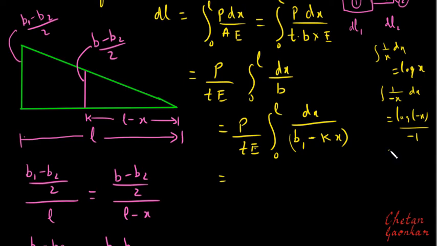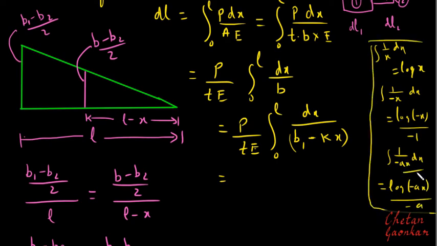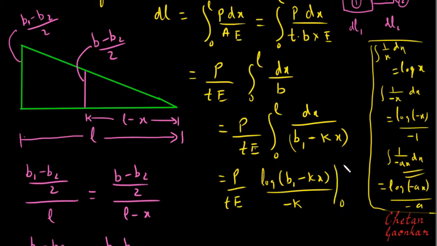And then similarly if I have integration of 1 divided by minus ax dx, then this will be log of minus ax divided by minus a. So this is what we'll be using here. So basically this term becomes p divided by t e, and then this will become log of (b1 minus kx), and I will have to divide this by minus k, and then the limits are from 0 to L.